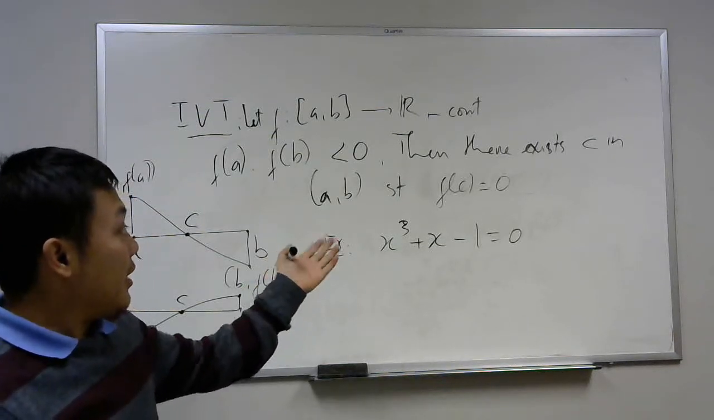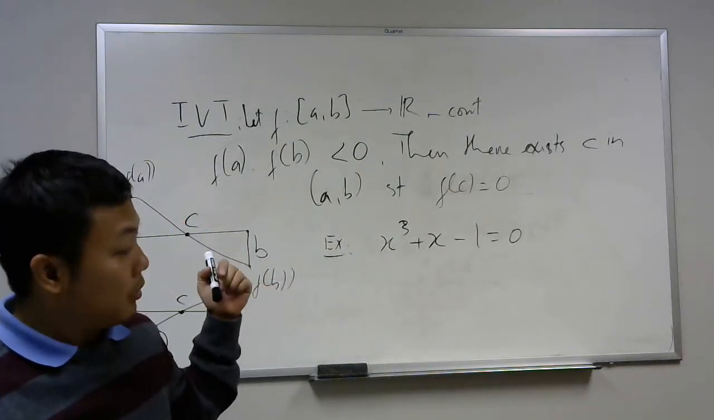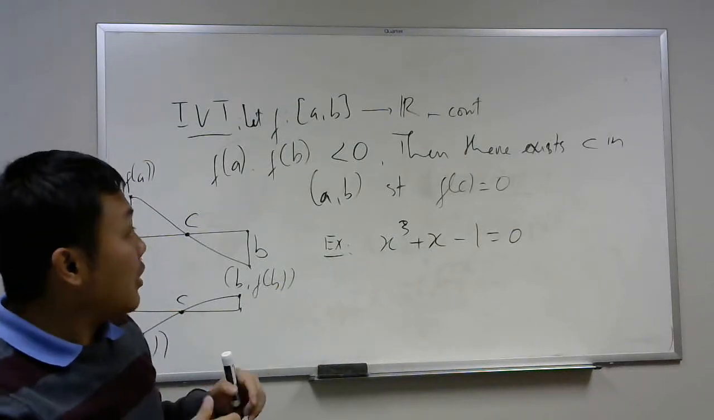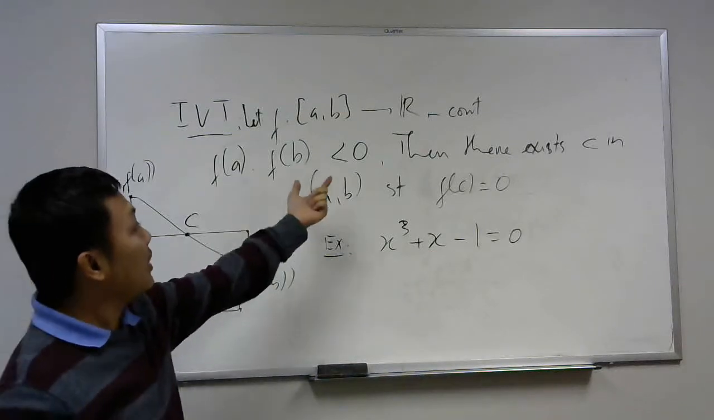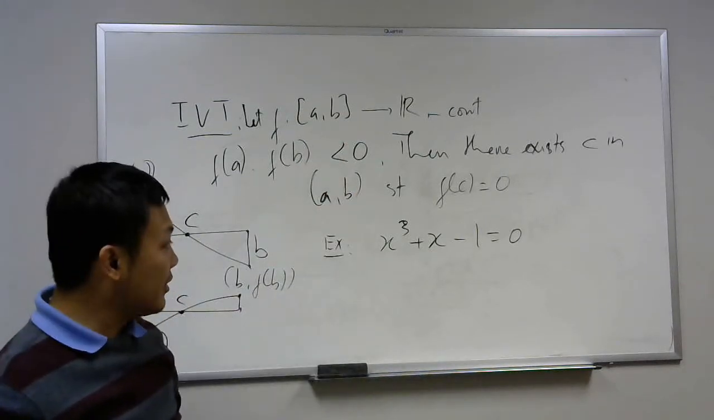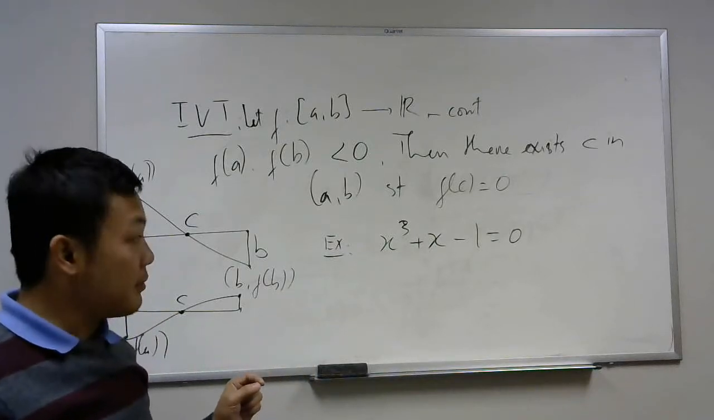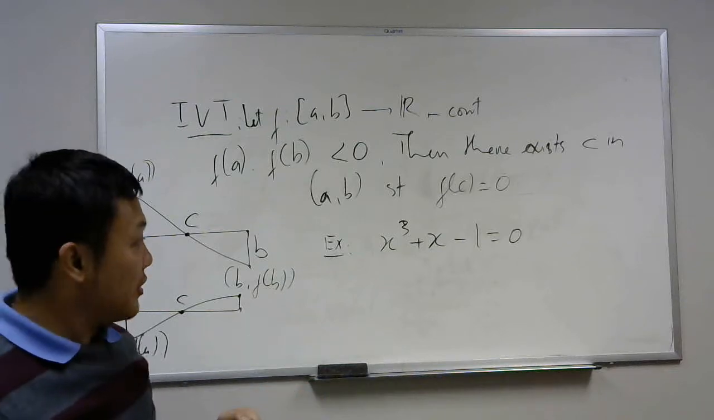So the left-hand side is a continuous function, right? That is a polynomial. It is a continuous function already on the whole number line. And in order to apply IVT, we need some interval, right? But in this case, we don't have an interval. So that means we have to choose. We have to pick numbers. We have to pick a suitable interval for us.